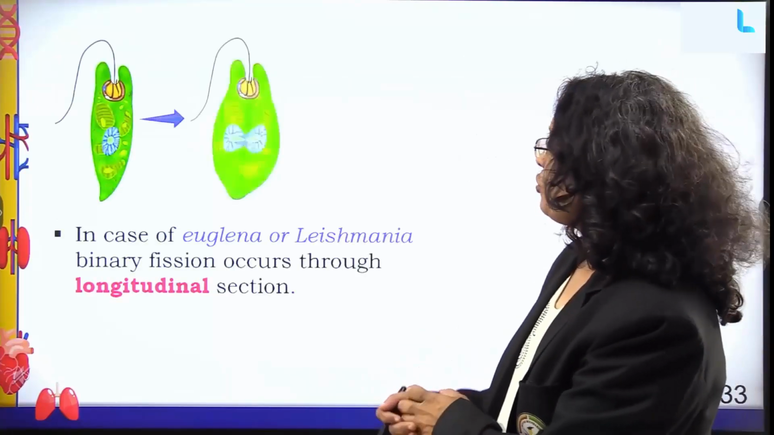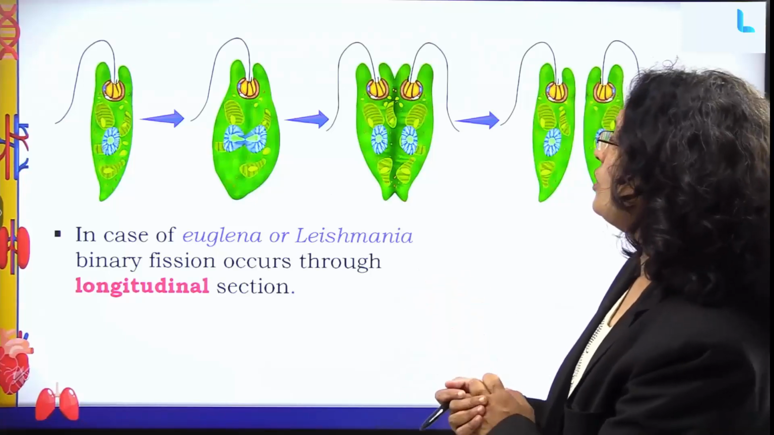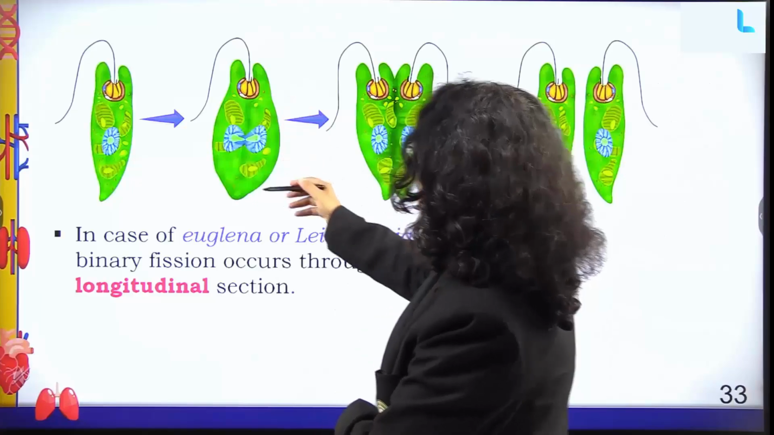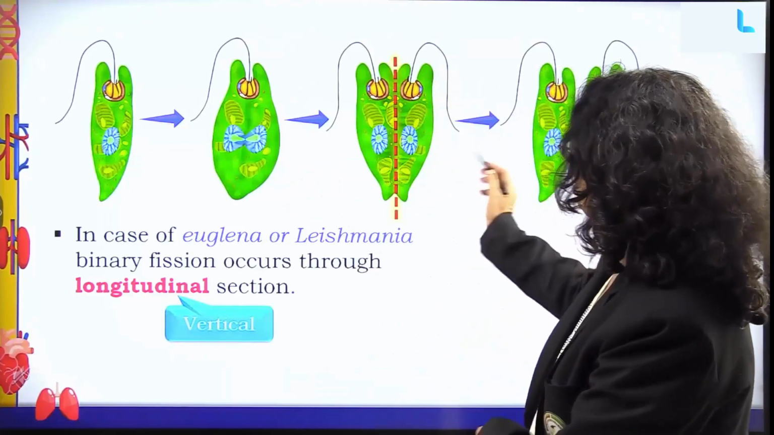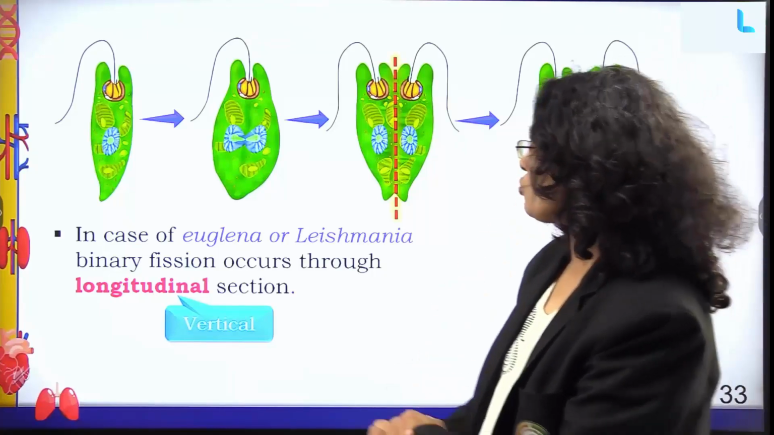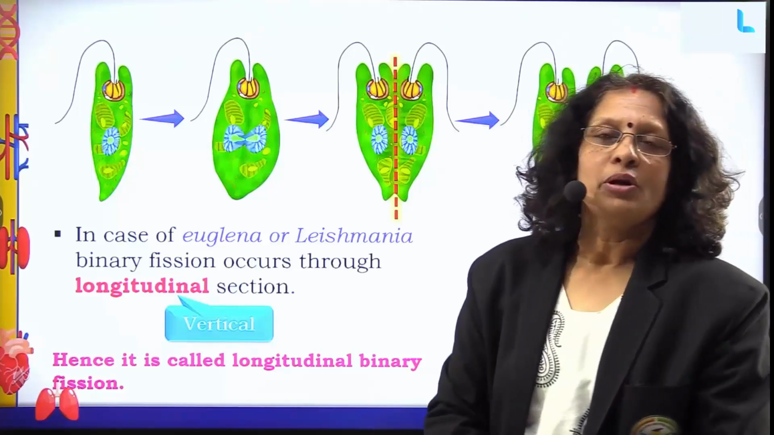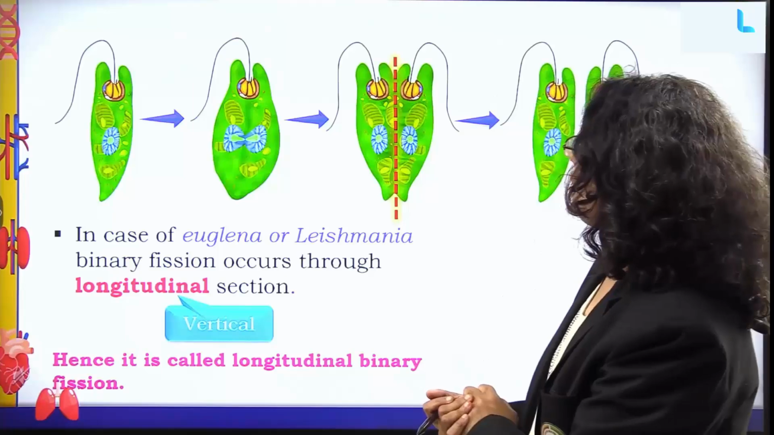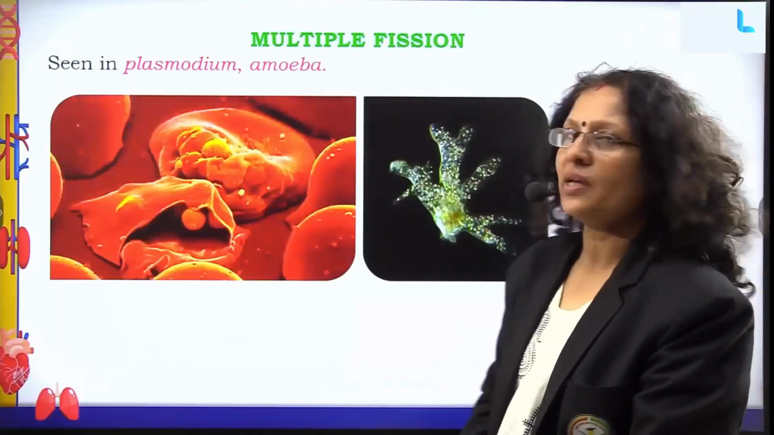Now in euglena or leishmania, binary fission occurs through the longitudinal plane. We can see here they are breaking longitudinally, and by breaking longitudinally you can see the two cells. They are breaking from the center, and this is called vertical binary fission or longitudinal binary fission, because they are breaking longitudinally. Okay, so this is euglena. In euglena also asexual reproduction happens. So we have seen different ways of asexual reproduction.